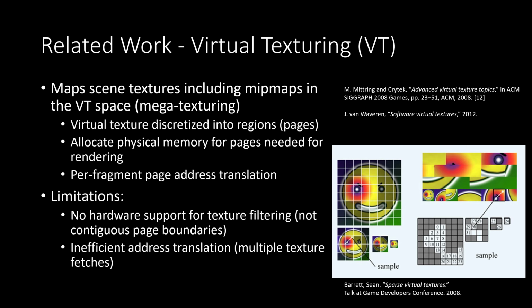Related work in virtual texturing. Virtual texturing maps scene textures, including mipmap, in the virtual texture space. This process is called megatexturing, where the virtual texture is discretized into regions, also called pages. Physical memory is allocated for those pages needed for rendering. During rendering, per fragment page address translation is performed to sample the actual physical texture. Some limitations are: there is no hardware support for texture filtering because page boundaries are not contiguous. Per fragment address translation is also inefficient because of multiple texture memory fetches.